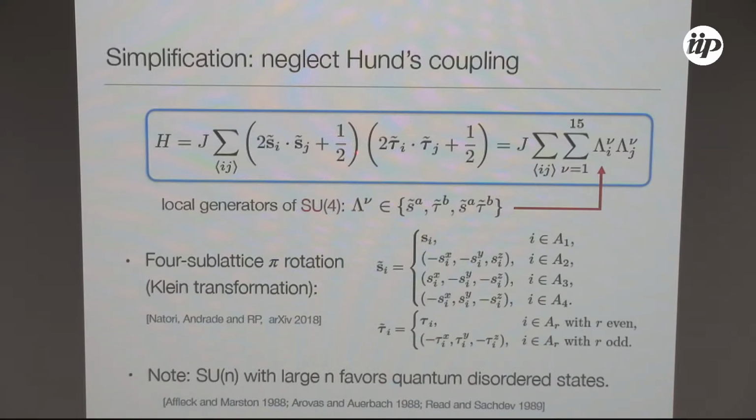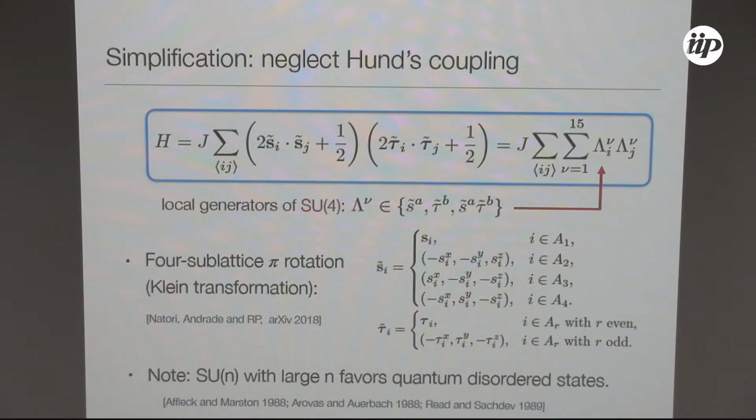But maybe you're familiar with this form. This is the Hamiltonian, which actually has an enhanced SU(4) symmetry. It can be written like this, where you have this lambda-lambda coupling, where the lambdas are all the 15 generators of the SU(4) group. So we have 15 operators. The sum of all the operators on all the sites commutes with the Hamiltonian. And I should emphasize that these are the operators in the rotated basis, right? After we do these 4-sublattice pi rotations, sometimes called Klein transformations, I should say.